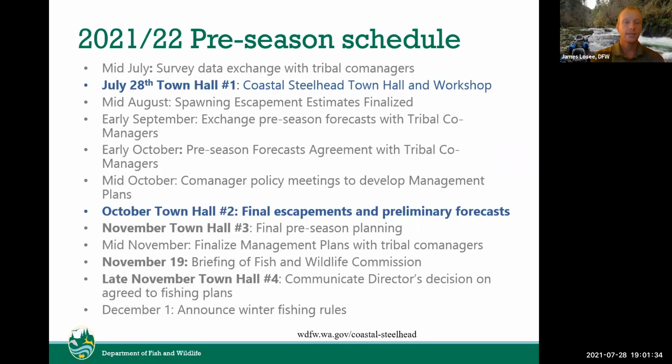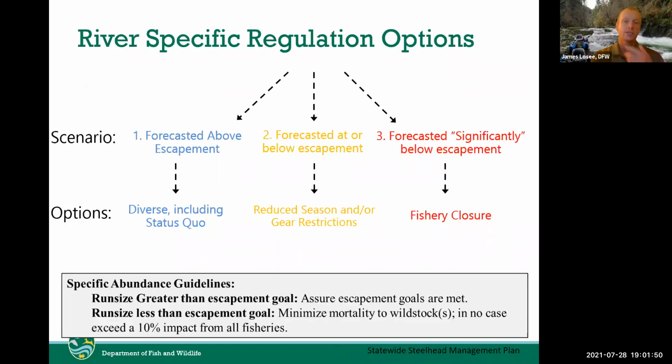Here's the schedule again, just to highlight, here we are today, our next town hall is October. Between that time, we're going to finalize escapements and forecasts. So that's where we'll be next year. And this discussion around where we're going will get more informed. But to address one of the questions we heard, I built this tree here that describes potential scenarios we could be in. And this is a pretty realistic outlook of where we may be.